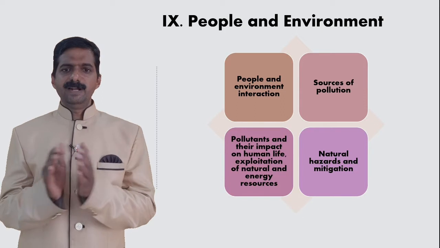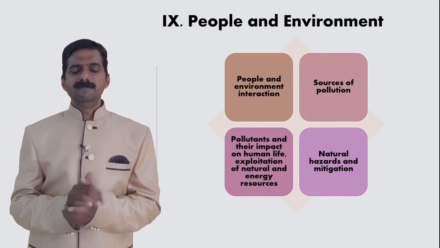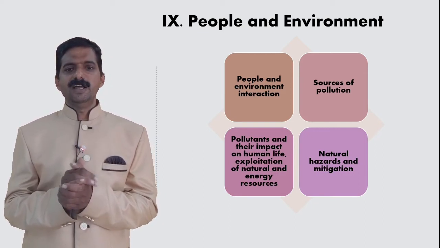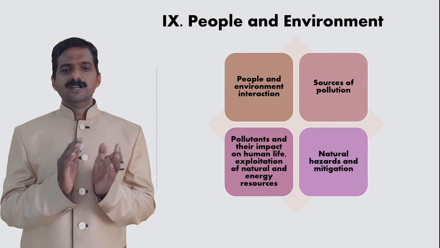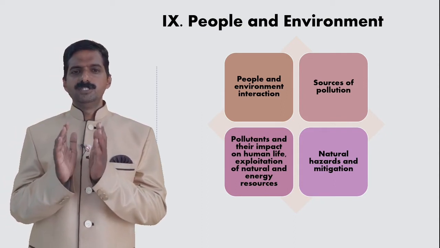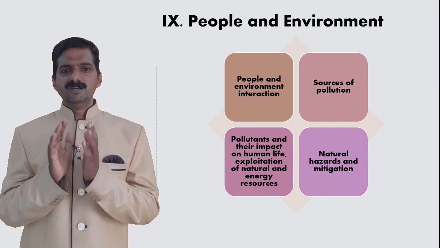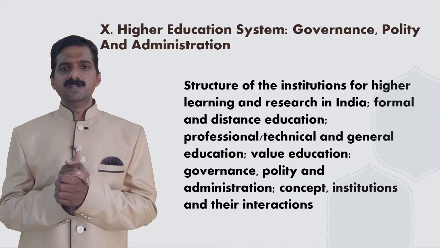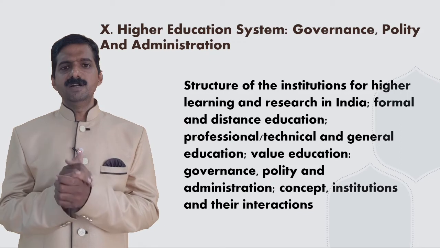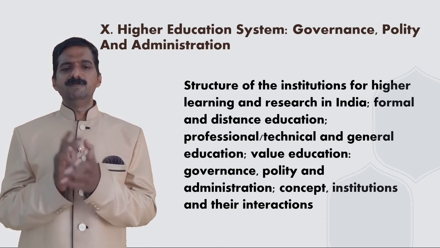Unit number 9, people and environment. Interactions between people and environment, sources of pollution, pollutants and their impact on human life, exploitation of natural and energy resources, natural hazards and mitigation. So this is all about people and environment, unit number 9. Now the next and the last unit is related to higher education system. It is unit number 10, higher education system, governance, polity and administration.